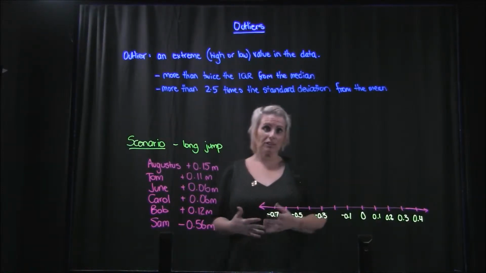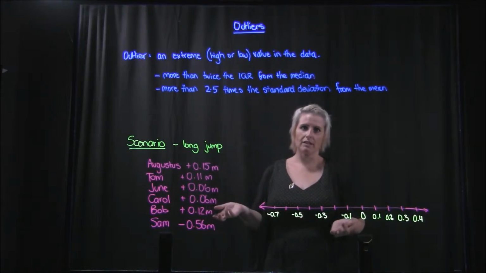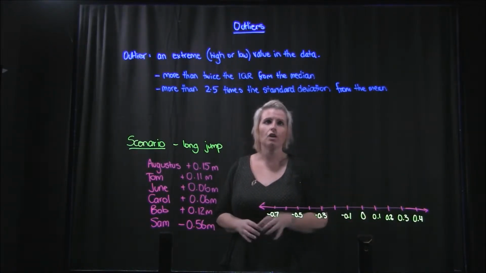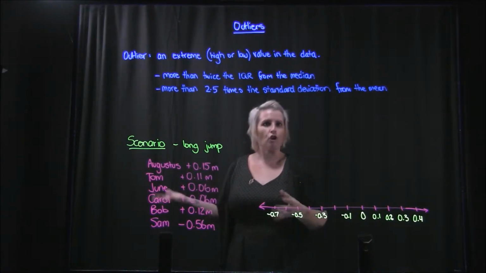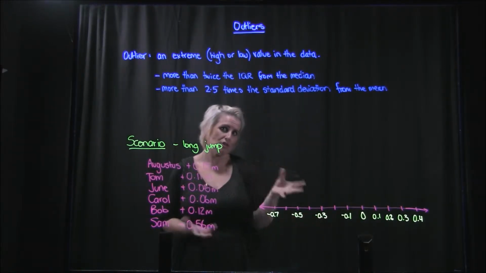Okay, so now we're going to talk a little bit about outliers and what an outlier does to a data set. It's really important that you acknowledge outliers in a data set. You need to be able to identify that it is an outlier and then know what it does, particularly to our measures of center.